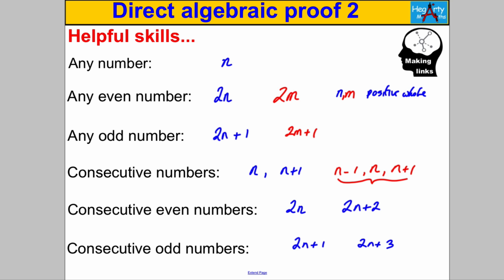Well, hopefully you remembered it was something of the following. Any number we usually call n, an even we call 2n or 2m, an odd 2n add 1, 2m add 1, consecutive numbers n, n add 1, that type of thing, consecutive evens 2n, 2n add 2, and consecutive odds 2n add 1, 2n add 3. We're going to need that for this particular skill. Alright, let's give a go some more difficult proofs.